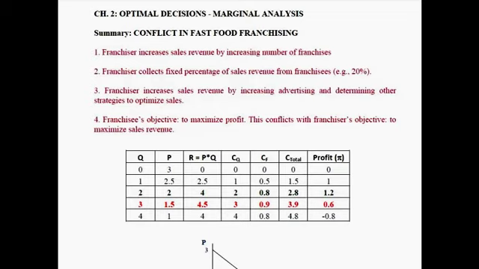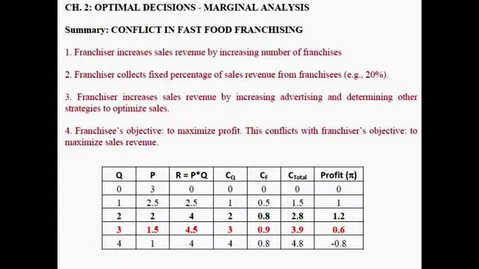I've prepared a summary of the key statements, the key facts in this particular case, for which you have to do the analysis. Here is my summary. The franchisor increases sales revenue by increasing the number of franchises. The franchisor collects a fixed percentage of sales revenue from franchisees, for example, 20%. Franchisor increases sales revenue by increasing advertising and determining other strategies to optimize sales.